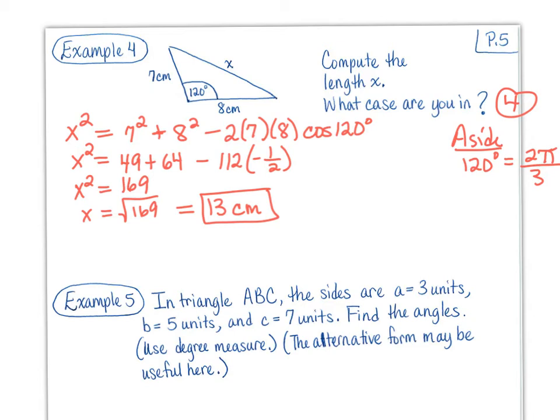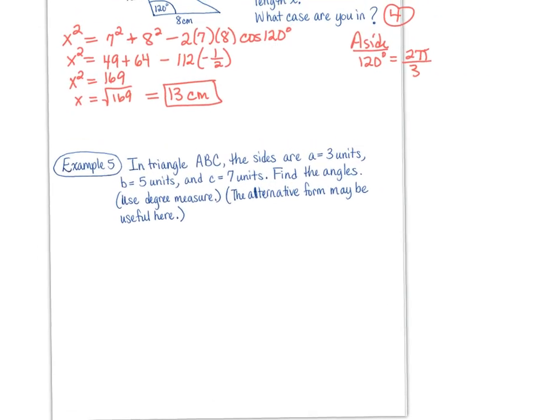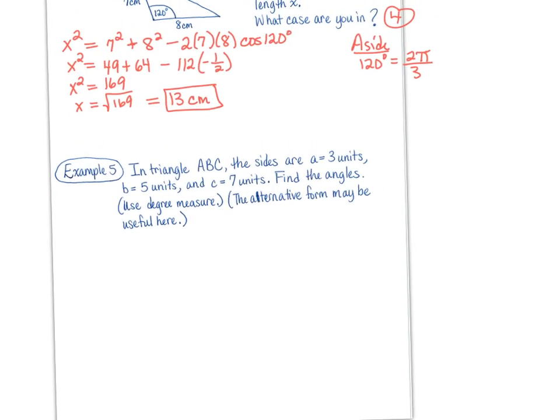Okay. All right. So now let's go through an example where we have to find the angles. So let's move this up. In triangle ABC, the sides are a equal to 3 units, b is 5 units, and c is 7 units. Find the angles. Use degree measure. The alternative form may be helpful here.